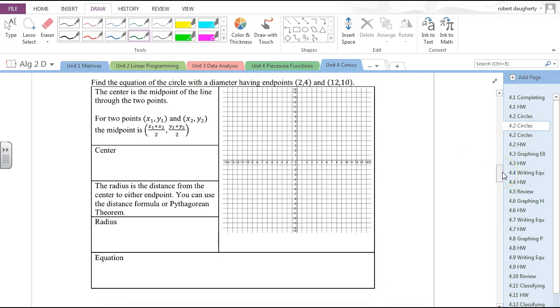Find the equation of the circle with a diameter having the endpoints at 2, 4, and 12, 10. So let's graph that 2, 4, and 12, 10. Right here. So what does it mean? Those are the endpoints of the diameter. What does that mean on my circle? It means that the center is sort of halfway in between there. And then, again, pretend that that's my circle.